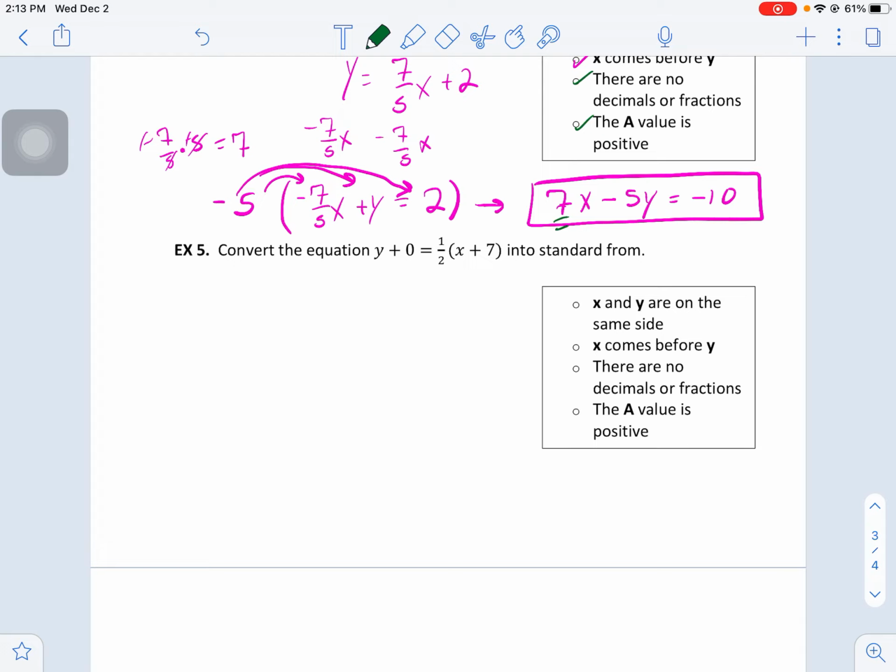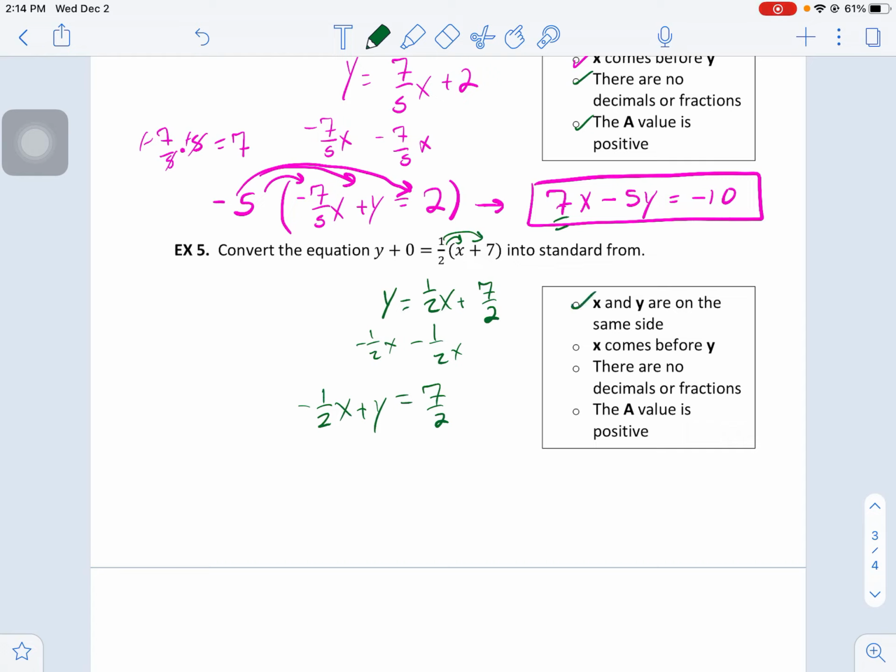All right, last example for these notes today. It says convert the equation y plus 0 equals 1/2 x plus 7 into standard form. So in order to do this, y plus 0 is just going to be y, so we'll just rewrite that as y. Let's distribute this 1/2 as well. So we're going to go 1/2 x plus 7/2. Okay. And then we need to get all the x's together, so I'm subtracting 1/2 x from both sides. So that's negative 1/2 x plus y is equal to 7/2.